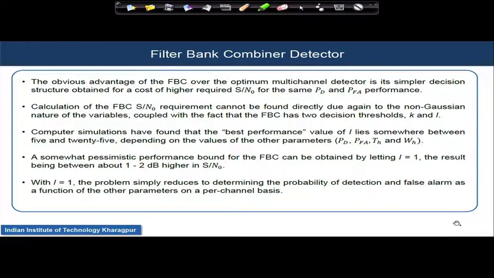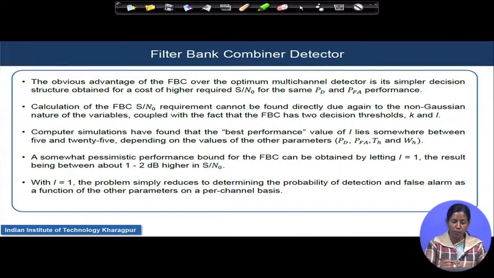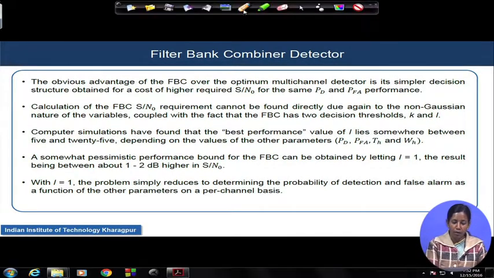There is a definite advantage of the FBC over this optimum multi-channel situation. What is that? It is the simpler decision logic that we have implied there. The cost is that you have to implement the integration and the detection process in each and every channel, at a higher SNR value for the same detection and probability of false alarm performance.